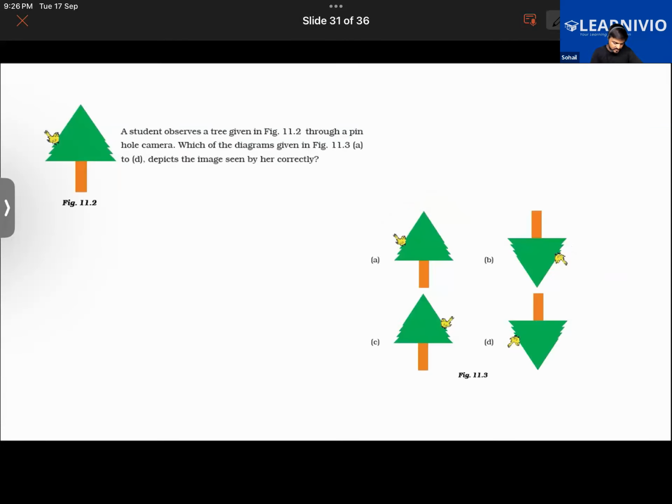You guys answer this question as well. A student observed a tree given in figure 11.2 through a pinhole camera. Which of the diagrams given in figure 11.3, A to D, depicts the image seen by her correctly? First of all, start by eliminating the options. Look at option number A. What do we know about the plane mirror? An inverted image is formed. That's what we know. Yes, it's a pinhole camera. Khadijat, have you learned about pinhole camera? Yes, sir, I learned. You have learned well.